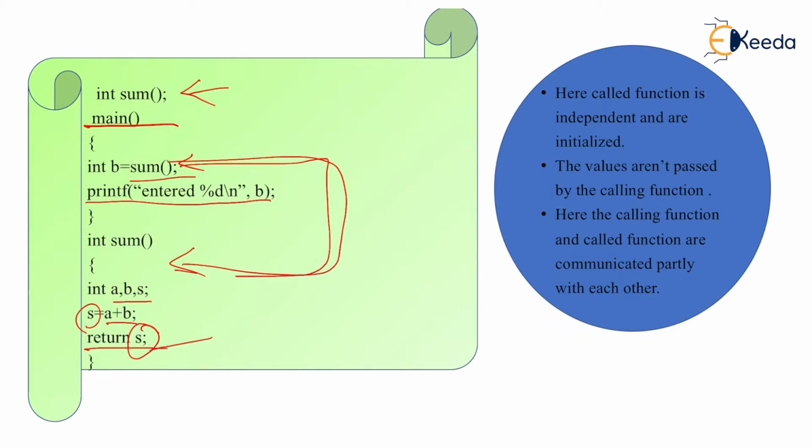So here the called function is independent and variables are initialized. The values aren't passed by the calling function. Here the calling function and called function communicate only partly with each other.